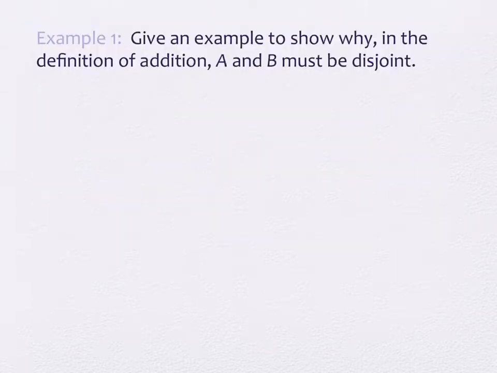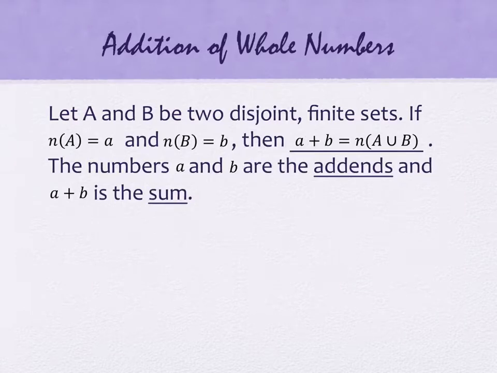Now within this definition, it talked about A and B being disjoint. So the first thing we're going to do is talk about why A and B have to be disjoint for this to happen. Now take a look at what else they defined A and B to be. It said they're disjoint, but it also said they were finite. What did finite mean?